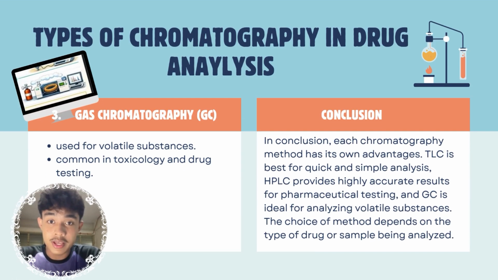The third method is gas chromatography or GC. This technique is used to analyze volatile substances, which are substances that can easily turn into gas. GC is commonly used in toxicology, forensic science, and drug testing to detect drugs, alcohol, and other chemical compounds. In conclusion, each chromatography method has its own advantages. TLC is best for quick and simple analysis, HPLC provides highly accurate results for pharmaceutical testing, and GC is ideal for analyzing volatile substances. The choice of method depends on the type of drug or sample being analyzed.